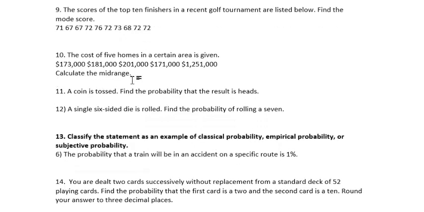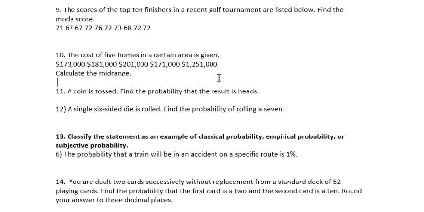occurs the most often. Okay, the cost of 5 homes in a certain area is given: 173,000, 181,000, 201,000, 171,000, and 1,251,000. Next question is, okay, fine. So mid-range. Now, mid-range means the average of the two extremes. You take the smallest and the largest, add them together, and you will have the mid-range.